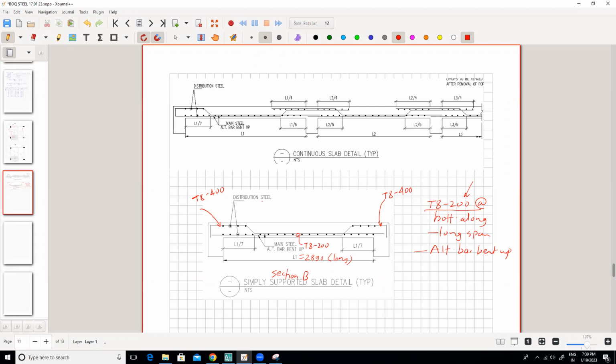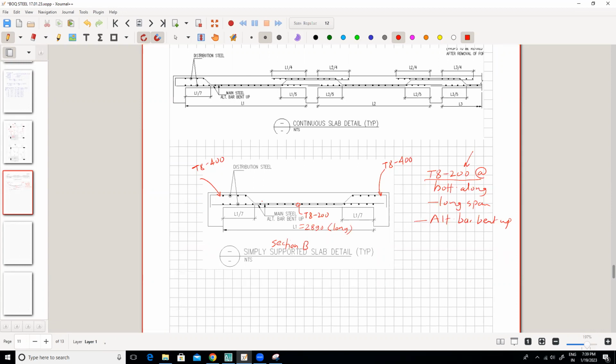Now, what are these dots then? What is the meaning of these bottom dots? This is not distribution. Long span steel. So this will be your short span steel, right? These dots are nothing but short span steel.